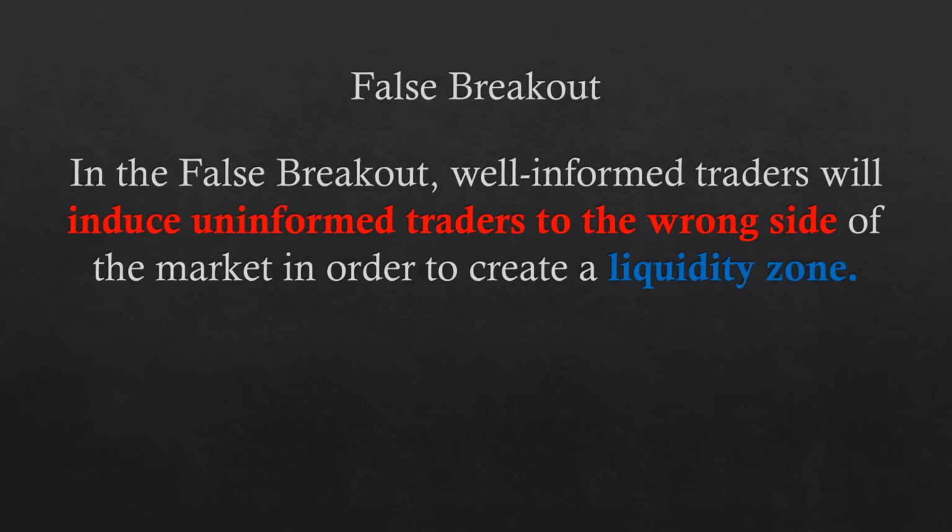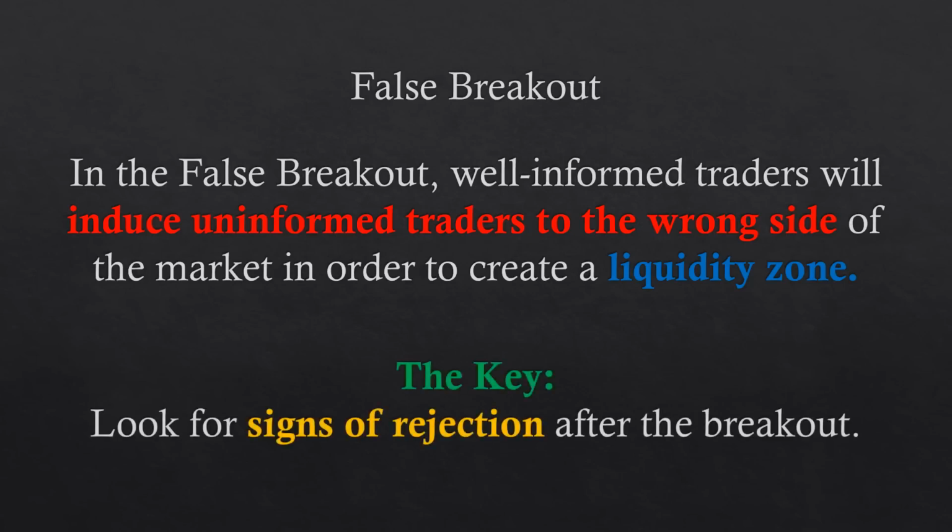The key factor while analyzing a market scenario like this is to look for signs of rejection. Price needs to break a certain level and then show some sign of rejection to that breakout right after. That's how we know well-informed traders are entering on the opposite side of that breakout. This display of rejection can occur in one, two, or several candlesticks. Each case is a little different, so each market scenario must be analyzed individually.